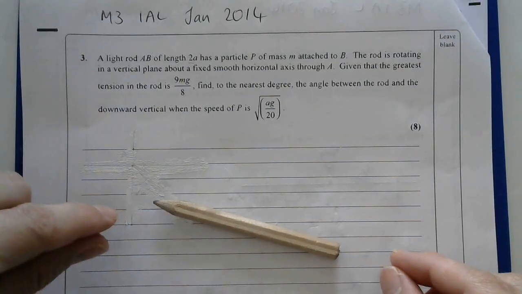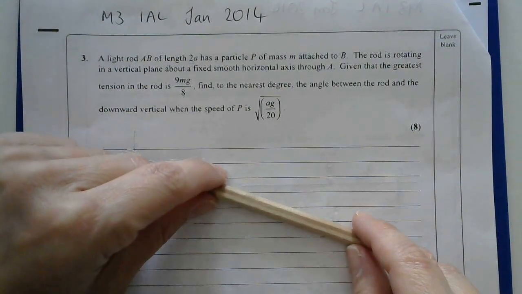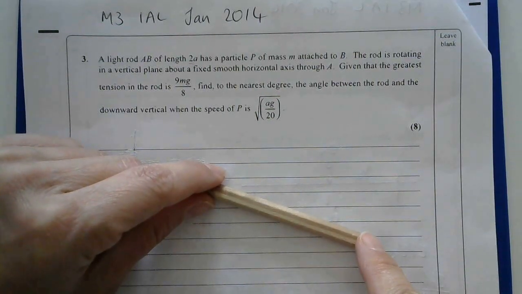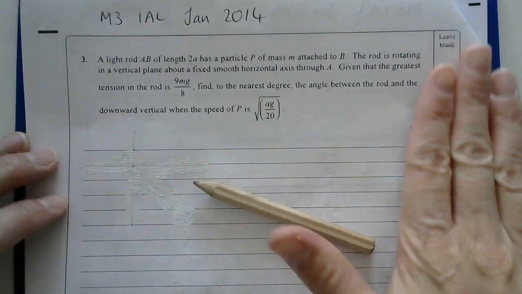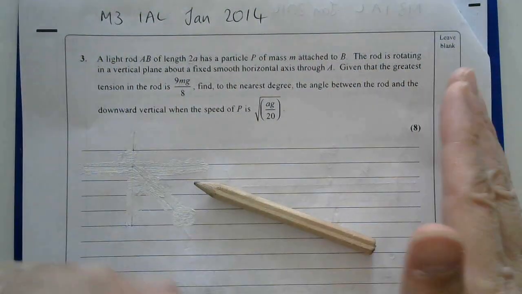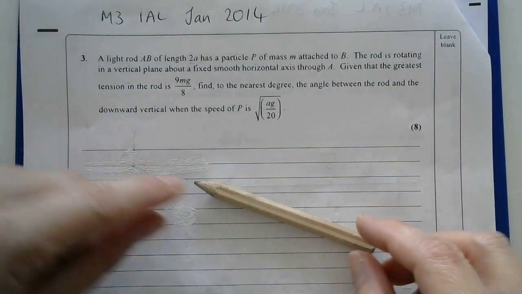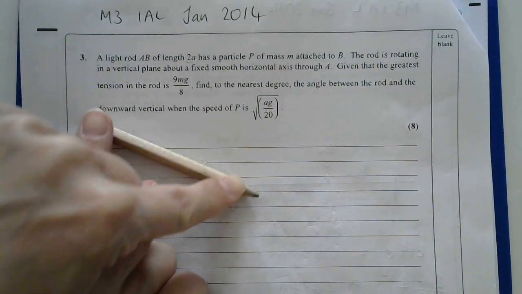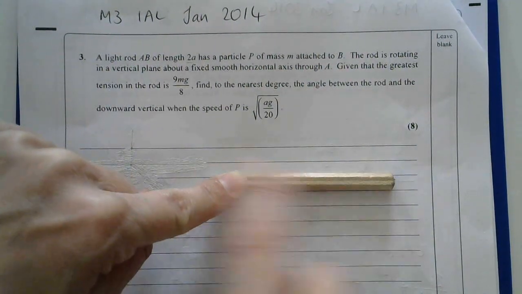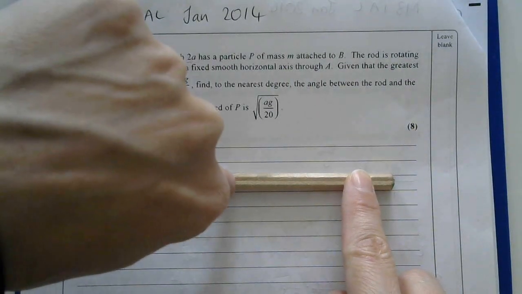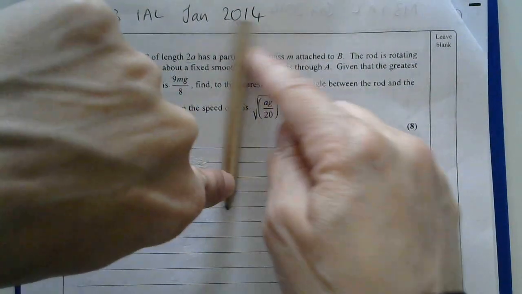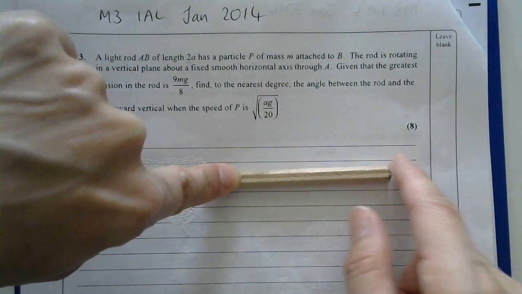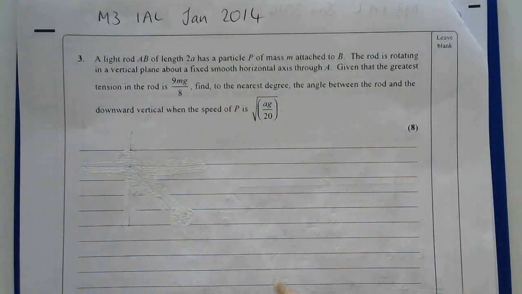So to try to understand what this looks like, we have this rod and there'll be a mass attached to one end of it at B, and the rod is rotating in a vertical plane. So if we take this to be the vertical plane and this to be the horizontal plane, then the rod is rotating in a vertical plane about a smooth horizontal axis through A. So here is point A, and so my axis is going here into the page. Okay, and the page is the vertical plane. So I can now try to draw this.